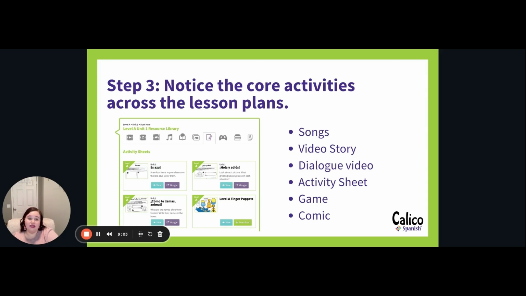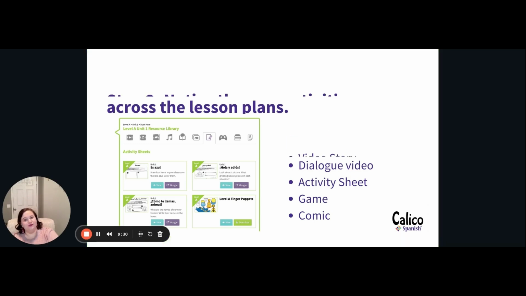The activity sheets are how you will assess learners' progress towards those can-do statements. And our digital and whole class games will provide engaging review opportunities for learners and time for them to start processing that language. Finally, the Calico comics are additional stories that recycle the language from each unit that immerse learners into a Spanish-speaking country with the help of our Calico Spanish characters.